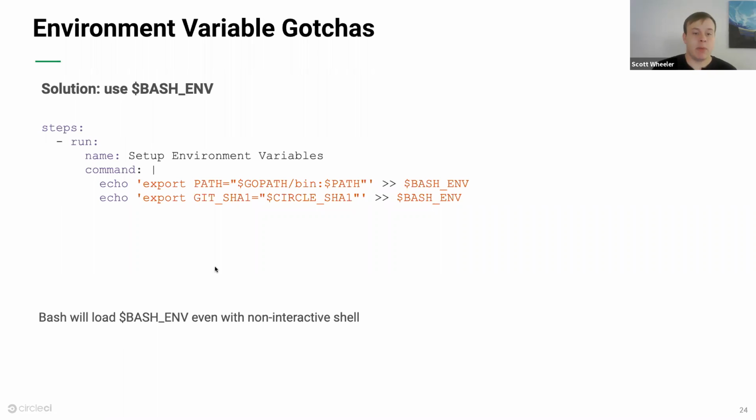The solution to modify your path is to use the bash environment. In the example, we export the path for the Go execution environment to the bash environment, and then it'll be loaded in the shell.